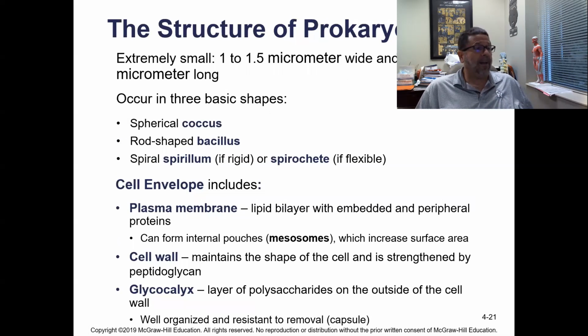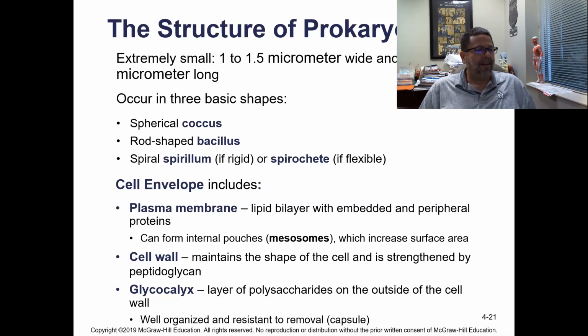Okay, prokaryotes have three shapes. Both of those groups range in size from extremely small, 1 to 1.5 micrometers wide, maybe 2 to 6 micrometers long. They can be round circles called coccus, rod shaped, looking like little medicine pills, like a Tylenol shape, bacillus, and then others are spiral shaped, spirillums. And some of these can be flexible, called spirochetes.